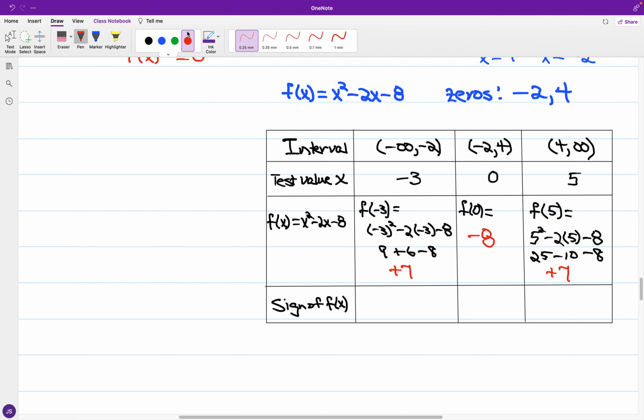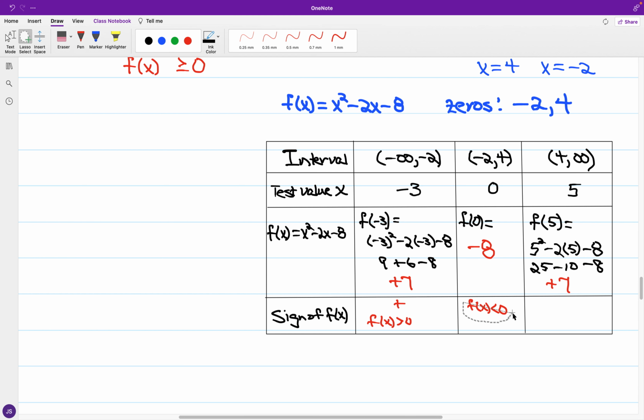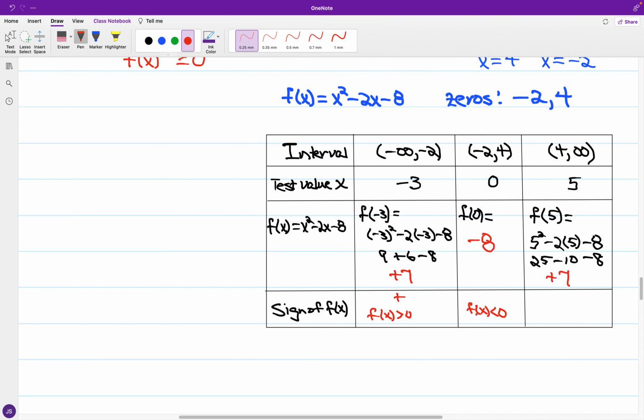And for the sign of f of x, you have a positive, so you have f of x is greater than 0. Then next for negative 8, we'll have f of x to be less than 0. So you got negative, and then finally we have positive, where we have that f of x is greater than 0.